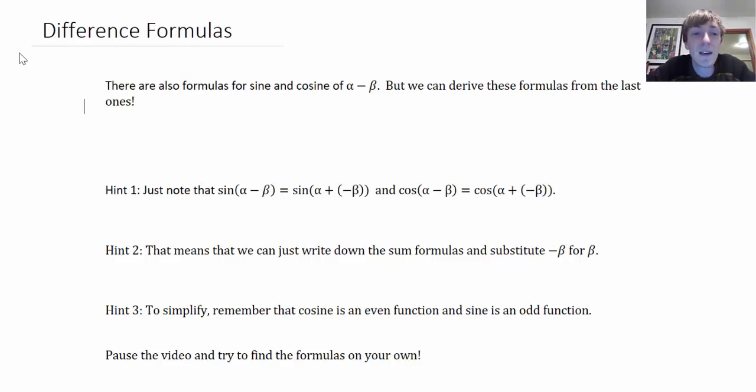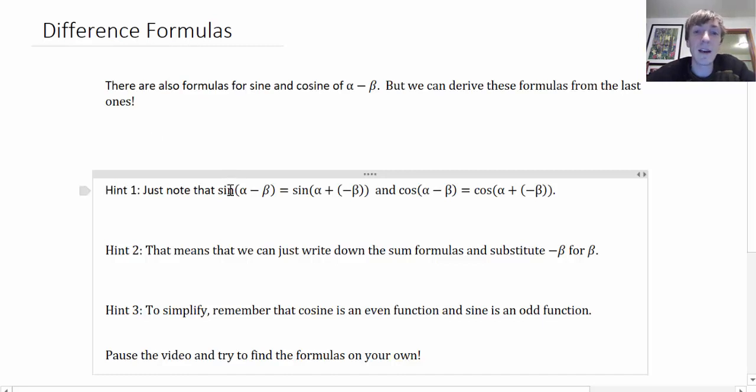So the first hint is that if we're looking at, say, sine of alpha minus beta, well, a subtraction is the same thing as adding a negative, right? So I could rewrite this alpha minus beta as alpha plus negative beta, or minus beta. Same thing with cosine, right? So if I have it as a sum, that means I can use the sum formulas. All I have to do is substitute minus beta for beta.